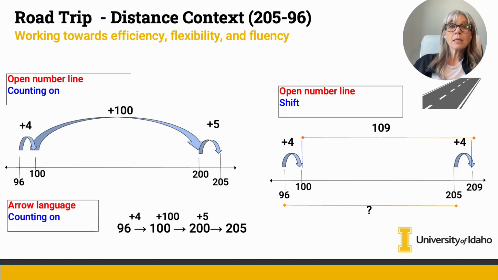strategy. Because we're looking at distance here, we can shift to numbers that are more easily operated with as long as the distance stays the same. In this case, if we add 4 to both numbers, we can look at the distance between 100 and 209, which is really a lot easier to calculate.